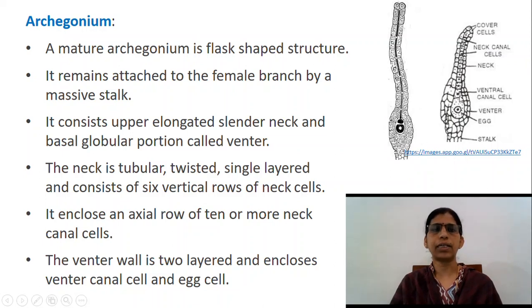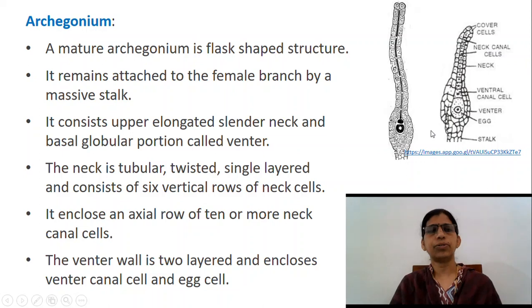The neck is slightly tubular, twisted, single layered and consists of 6 vertical rows of neck cells which enclose an axial row of 10 or more neck canal cells. The venter wall is 2-layered and encloses the venter canal cell and an egg cell. The venter canal cell is situated just below the neck canal cells.